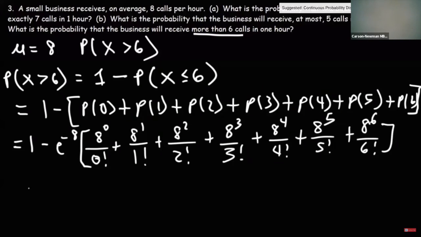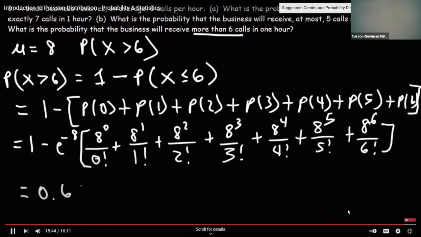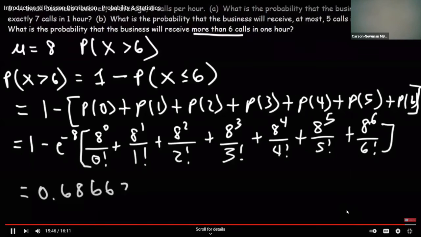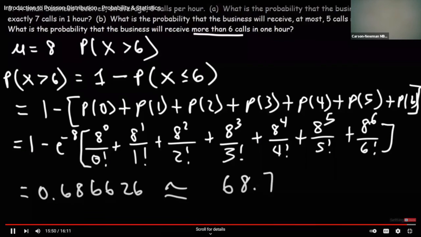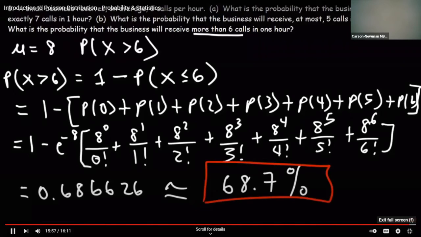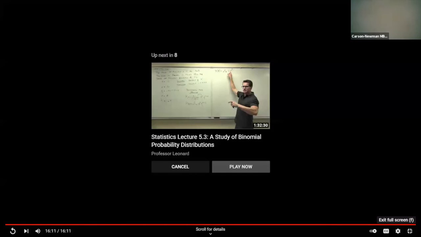So I got 0.6866626. So we can say that it's approximately a 68.7% chance that the business will receive more than 6 calls in 1 hour. So the chance is high. And it makes sense because the average is 8. So more than likely, it's going to receive more than 6 calls in an hour, if on average it receives 8 calls in an hour.